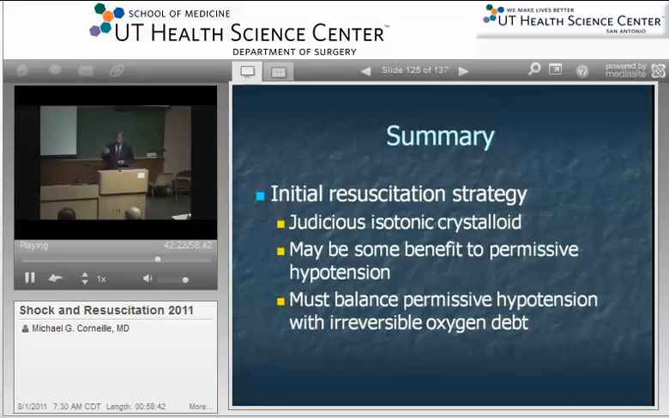So volume expansion to achieve a normal blood pressure, I do not believe should be our goal, and I think the data are pretty strong in support of not using a normal blood pressure as a target, and that to that end, permissive hypotension probably has some benefit, but of course you have to balance between permissive hypotension and irreversible oxygen debt leading to death. And so maybe the question isn't whether or not it has benefit, but in which patient population.